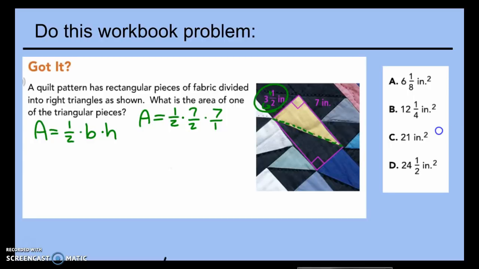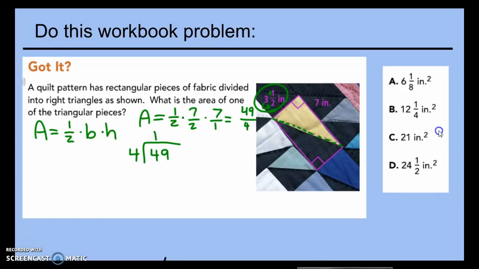Let's multiply the numerators first. 1 times 7, 7 times 7 is 49. 2 times 2 is 4, times 1 is 4. So we have 49 over 4. Now, we can turn 49 over 4 back into a mixed number, because you're trying to figure out how many inches. If you told somebody 49 over 4 inches, that's not going to make any sense. So we're going to do 49 divided by 4 to figure out what our next number is going to be.